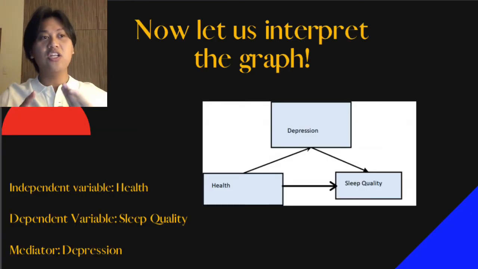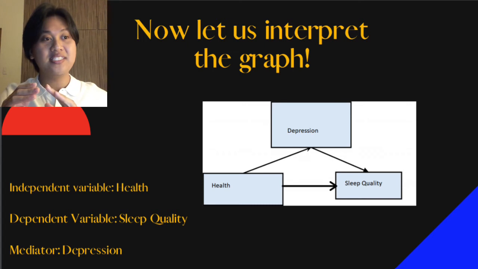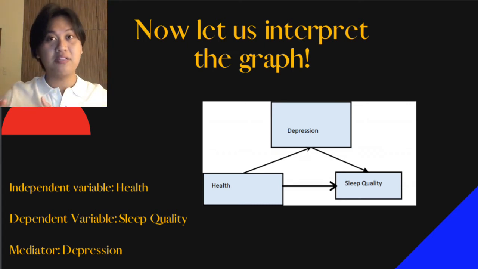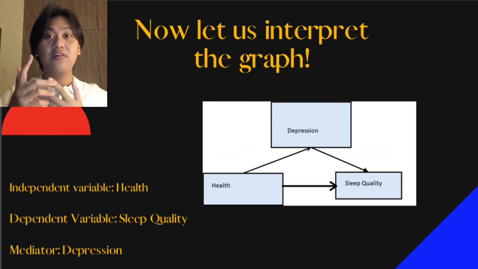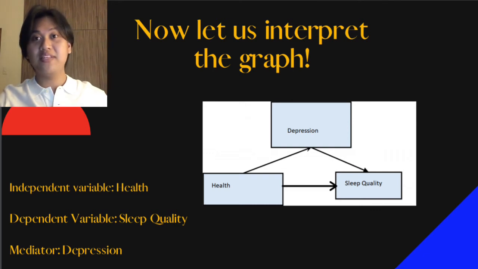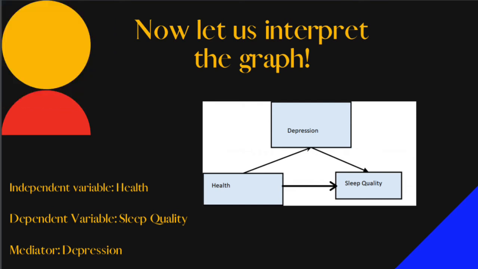Now, let's take a look and interpret the graph given to us for mediation. In the graph, it is seen that there are three variables. First, on the bottom left is health, on the bottom right is sleep quality, and on top is depression. Which variables are which, you might ask? The independent variable, of course, on the bottom left is health. The dependent variable on the bottom right is sleep quality. And the mediator, which is on top, is depression.